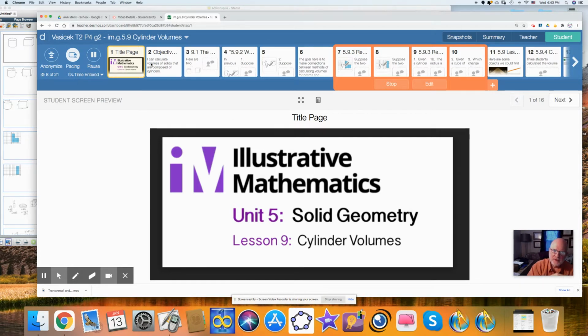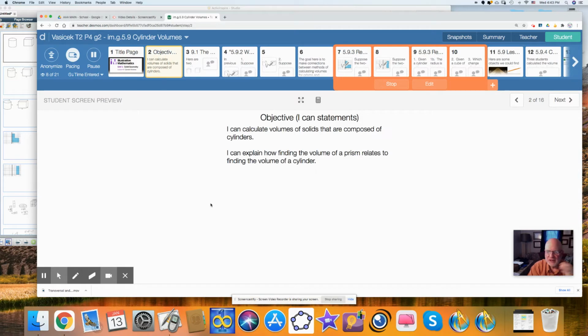The objective is, by the end of the class, you should be able to say, I can calculate the volumes of solids that are composed of cylinders. And I can explain how finding the volume of a prism relates to finding the volume of a cylinder.